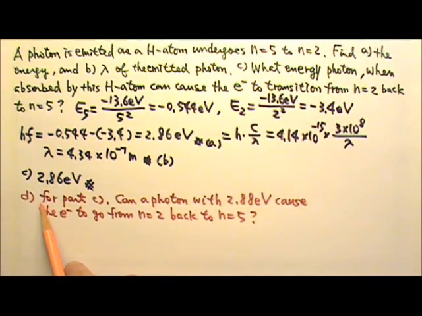Now I'm changing part C a little bit. Instead of using a photon with 2.86 eVs, I'm using a photon with 2.88 eVs. It has a little bit extra energy than that. Can this photon cause the electron to transition from n equals 2 back to n equals 5?